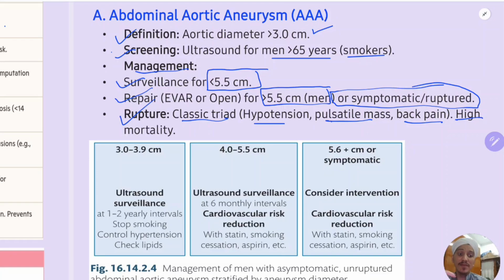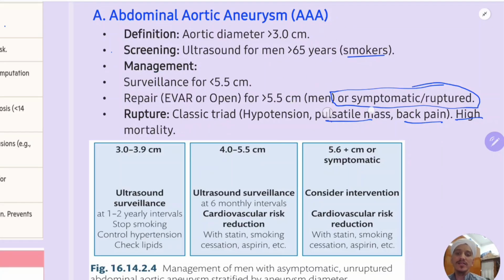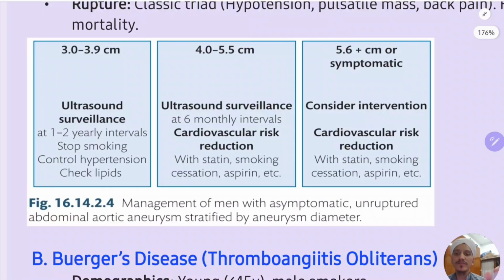Rupture of the aneurysm carries high mortality because there will be a lot of bleeding from the aneurysm. This is the same from the Oxford Textbook of Medicine. So when you have an aneurysm, this is mainly in elderly patients more than 65 years of age, chronic smokers. And they will have back pain, dull aching type of back pain.